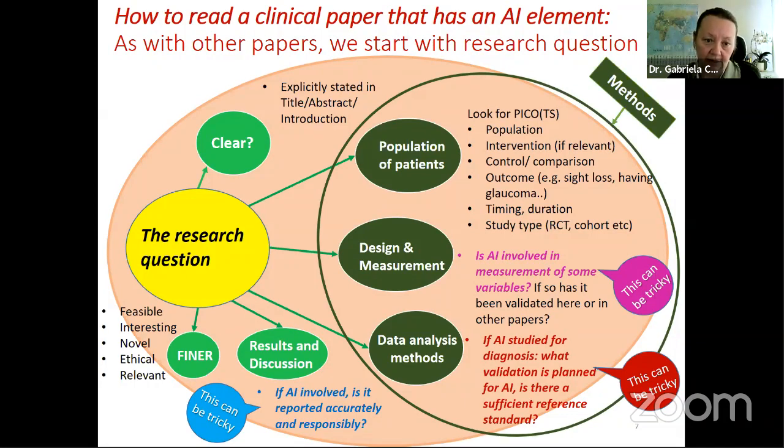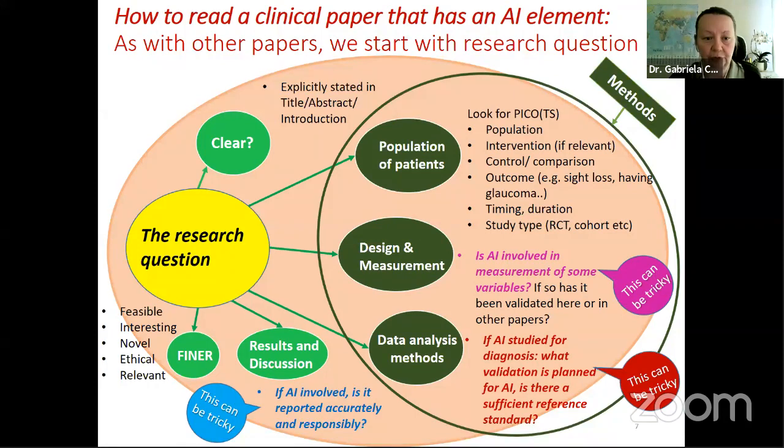Then there will be a results and discussion. And of course, the question is whether the AI involved has been reported accurately. This is again a tricky part, and this is very much the area of still ongoing discussions between all involved, the statisticians and clinicians, about how AI should be reported. There is an increasing number of papers being published on how AI should be reported in clinical papers.